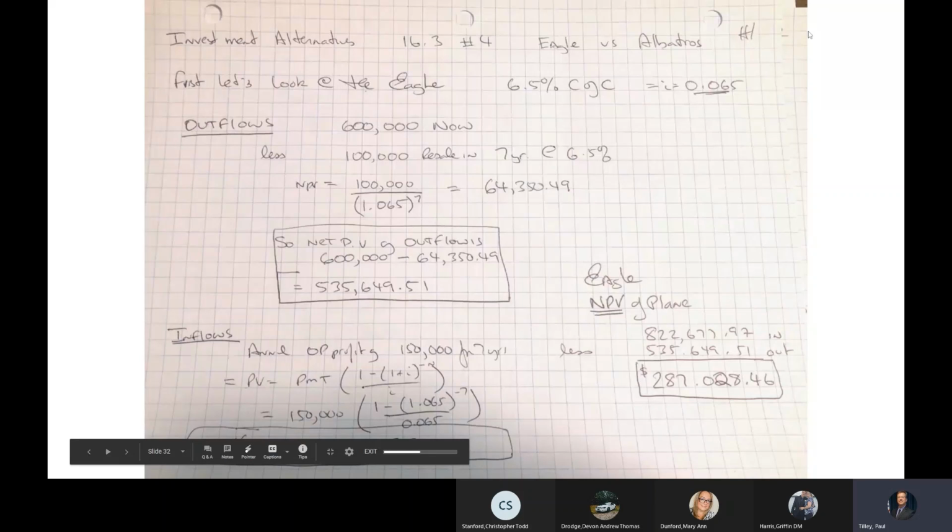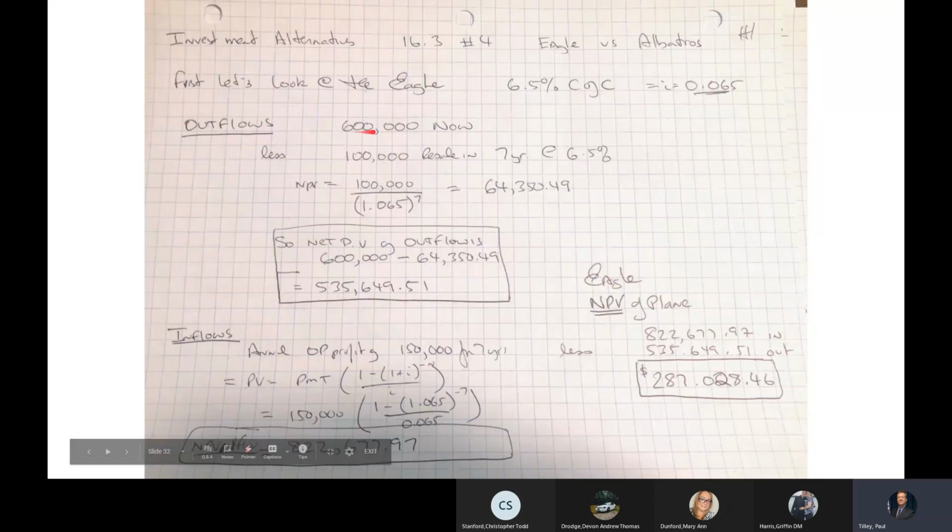Okay, well, I just wanted to take a look at this before we run out of time. So what I've done is I've looked at each of the aircraft individually, okay? So first I took a look at the Eagle. So the Eagle costs $600,000 to buy. It has a $100,000 resale value in 7 years. So the first thing I did was look at the outflow. So this is this part right here.